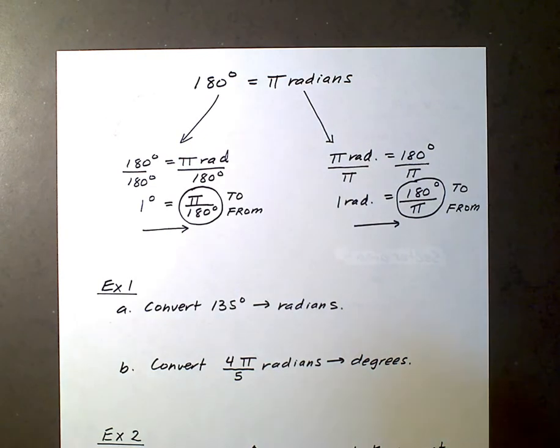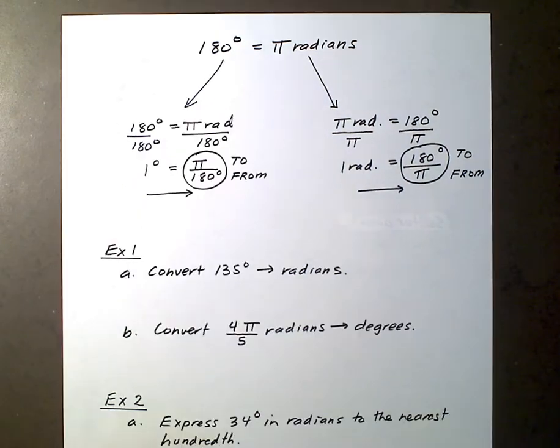So in example 1, I'm supposed to convert 135 degrees into radians.